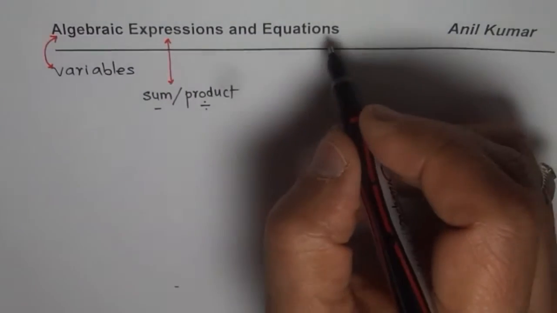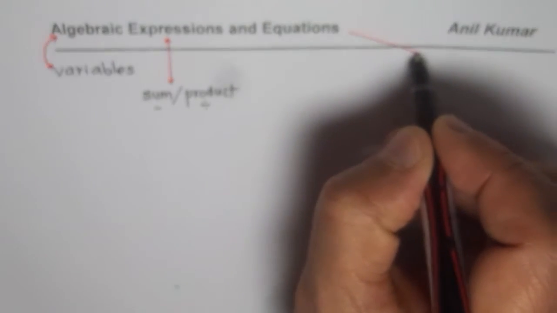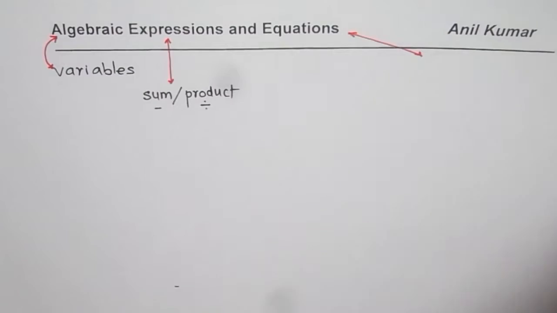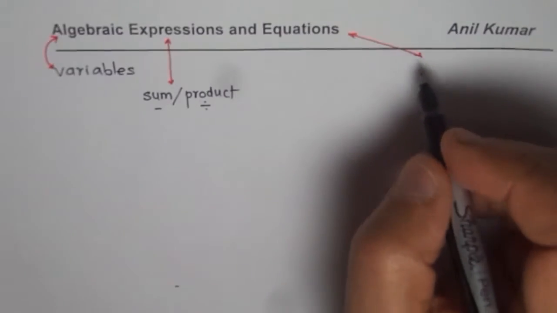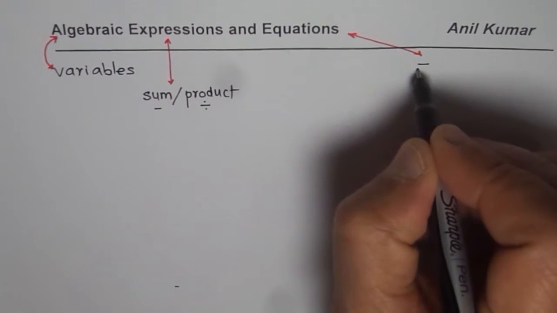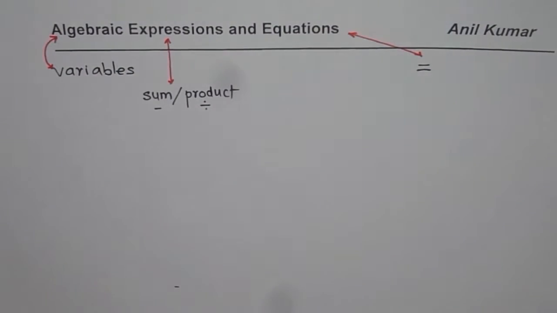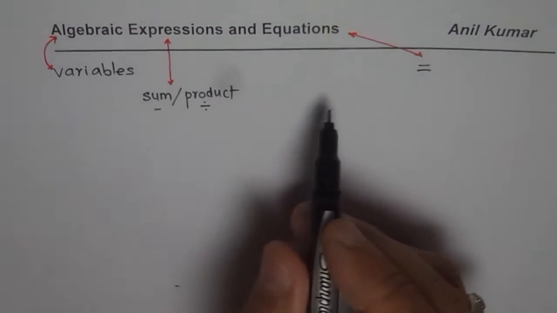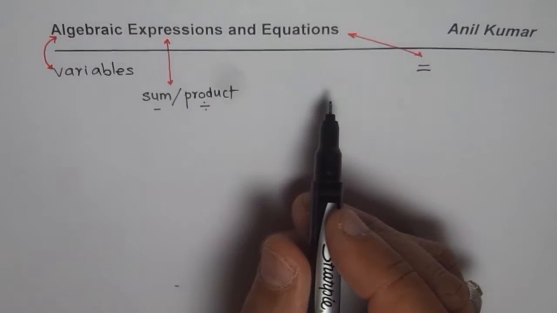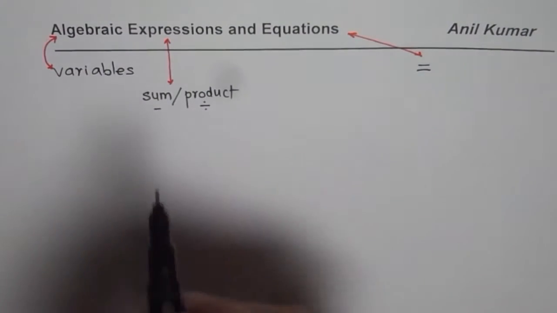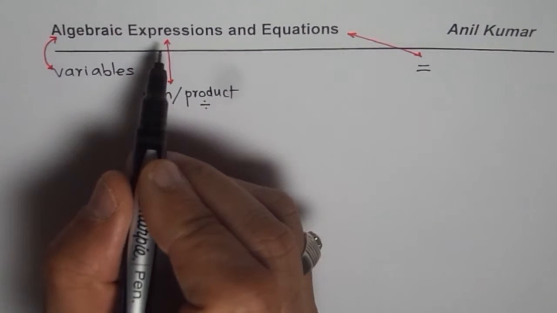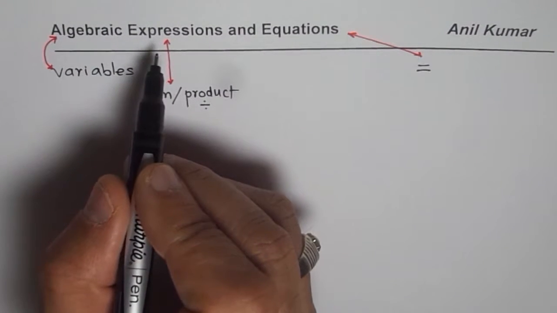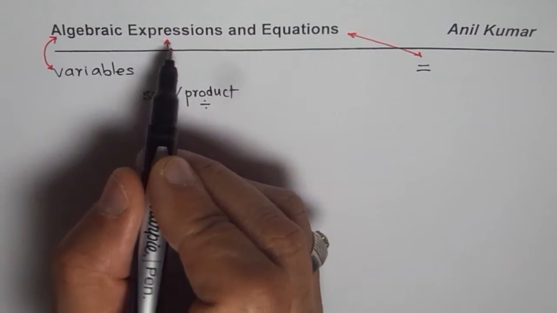And when we talk about equations, for the time being I'll keep it separate. When we talk about equations, we'll have algebraic expressions and we'll also have an equal to sign. So if there is an equal to sign, then it becomes an equation. To start with, these are critical things which we are going to deal with. In general, algebraic expressions consist of sum or product of numbers and variables.